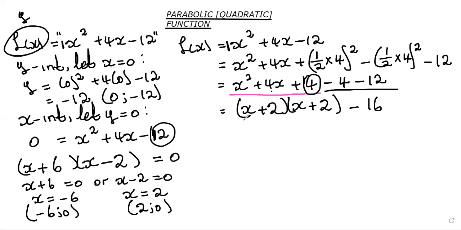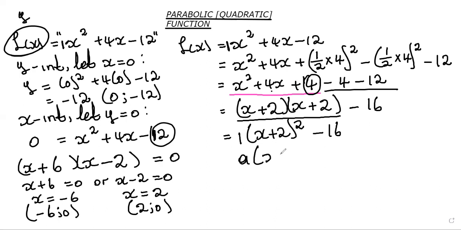The whole point is to achieve 2 brackets that are exactly the same. Why? So that we can take it once and then we square it. Then we say minus 16. So if it's like this, then it's in the form a times (x plus p) all squared, and then you say plus q like that. There has to be a square there. Okay, that's fine.